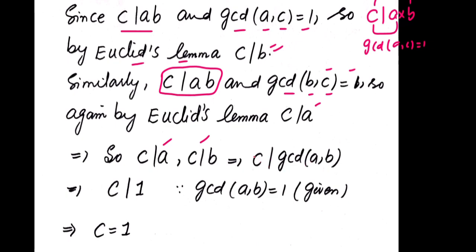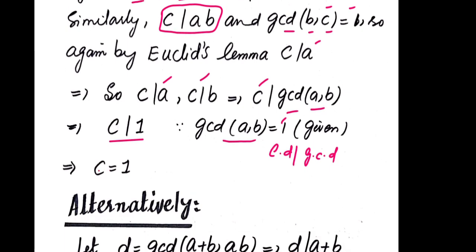It must be that a common divisor always divides the greatest common divisor. So C divides the greatest common divisor of A and B. What is the greatest common divisor of A and B? This is equal to 1. So C divides 1. Now as C is a positive integer that divides 1, there is only one possibility, that C must be equal to 1.